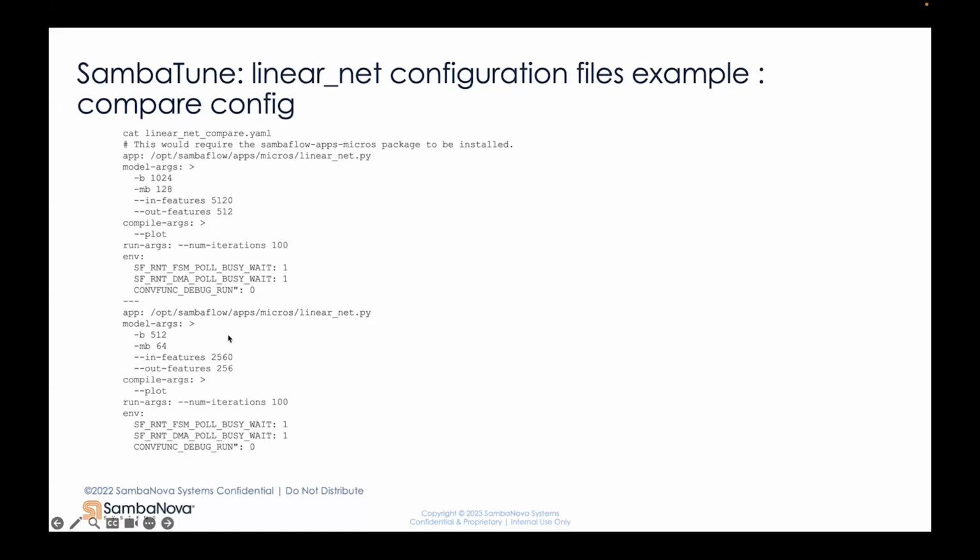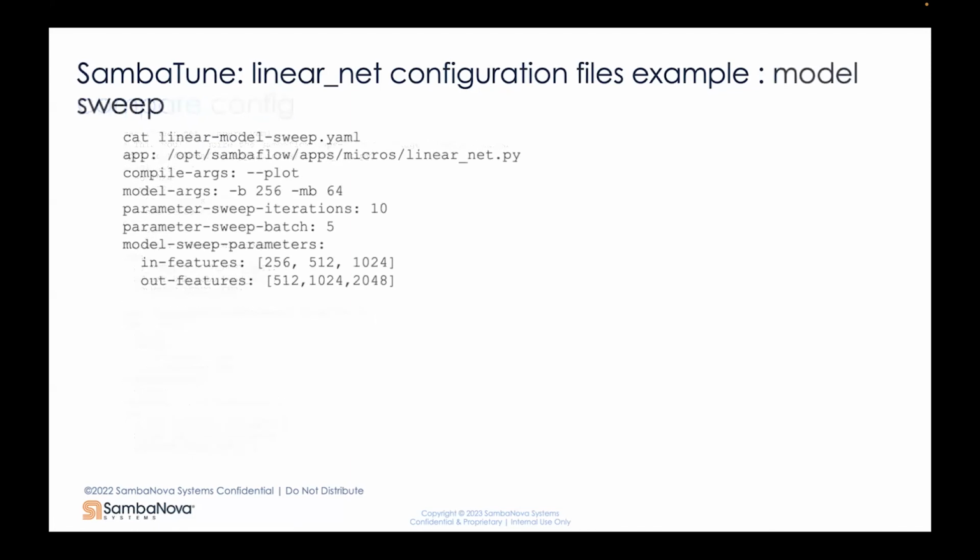Now we have an example of a model sweep. This is a newer feature in the SambaTune product. In this case, I want to sweep through the end features 256 through 1024 and 512 through 2048. It will compile the applicable paths necessary to test those iterations, and as it goes through, it will also dump out a JSON file which will tell you what it feels is the most optimal configuration of those combinations of features.